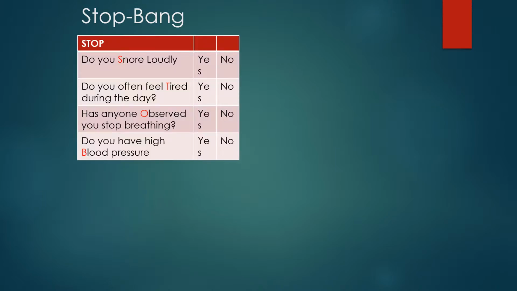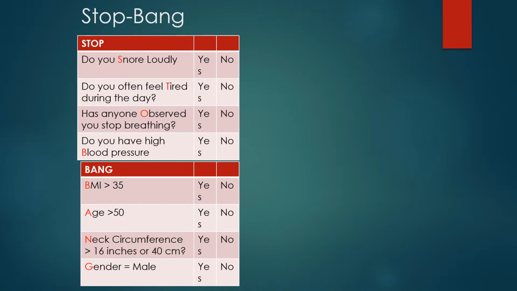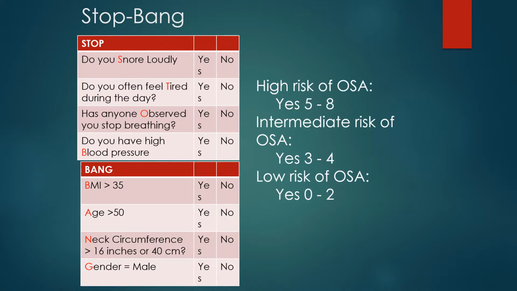So how do we assess them? STOP-BANG, that's the most common one, and it actually works quite nicely. So the STOP part: do you snore? Yes or no? Do you feel tired? Has anyone observed you stop breathing at night? And do you have high blood pressure? The BANG part: BMI of more than 35, age more than 50, neck circumference of over 40 centimeters, and gender if they're male.